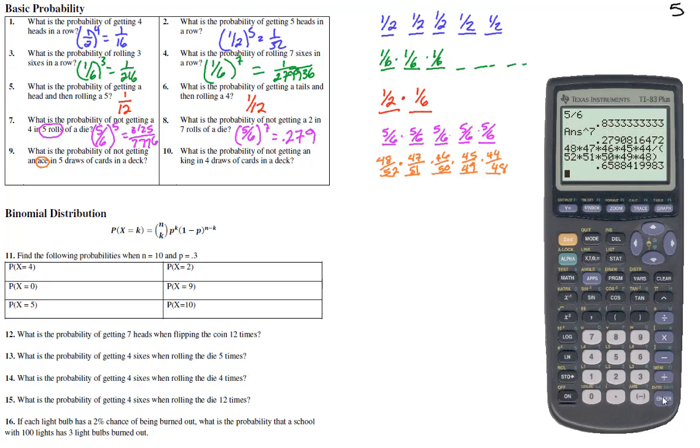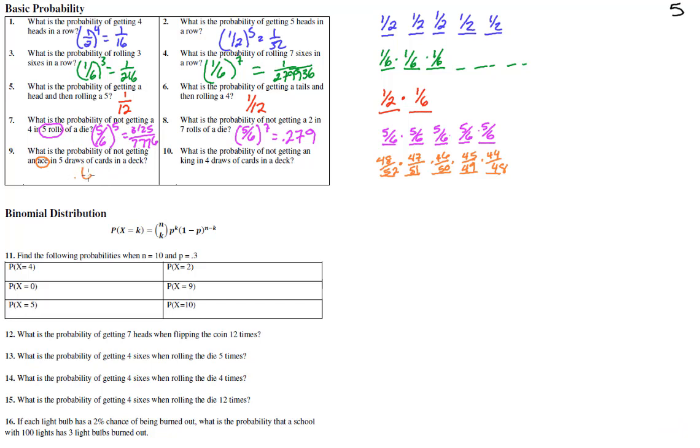And what does that equal? Oh, that's 0.659, it looks like. Yeah, with these probabilities, you've got about a 66% chance of not drawing an ace when you pull out 5 cards.